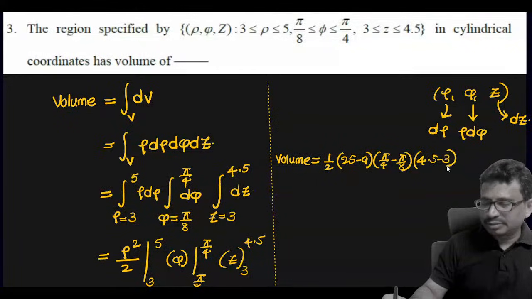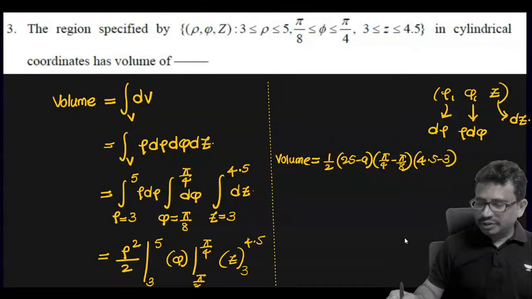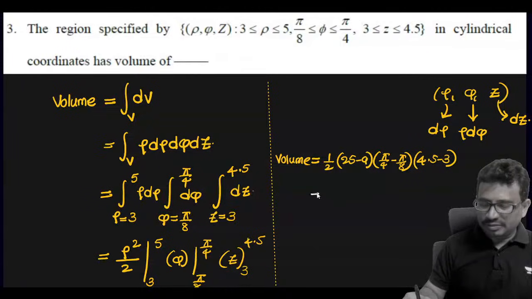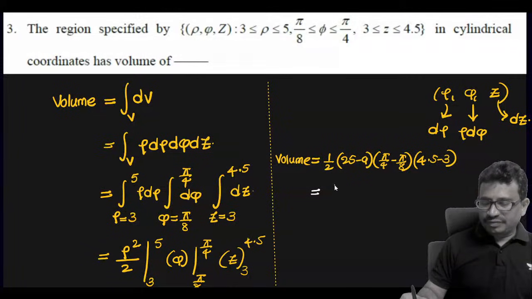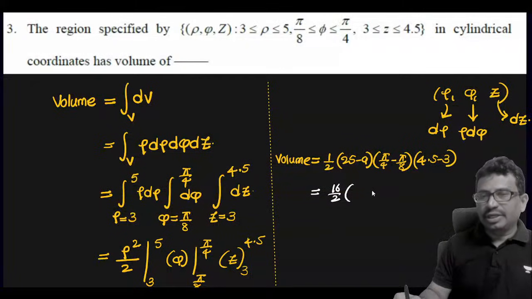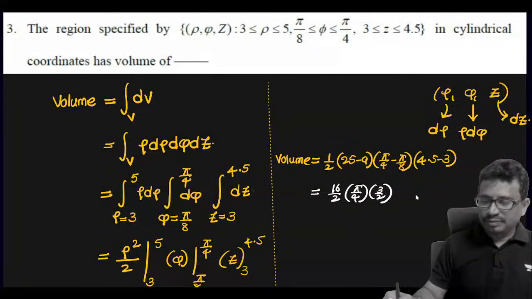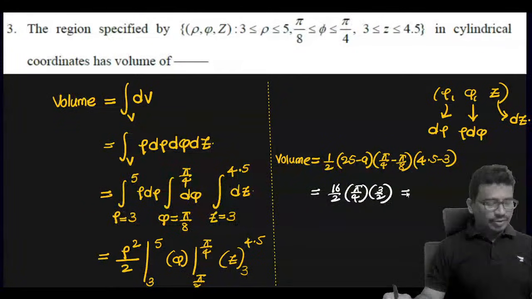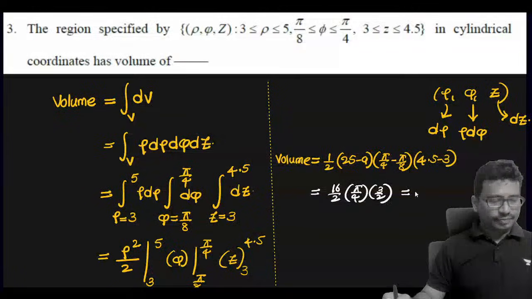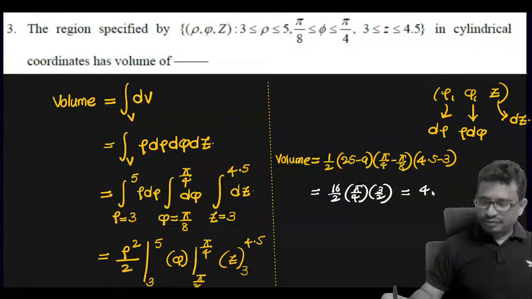next, 4.5 minus 3. We can simplify now. How much will this value come? 25 minus 9 is 16 by 2. 8 is the LCM here, so this is pi by 8, and this is 3 by 2. So how much will come? This is 4.7. Check it.